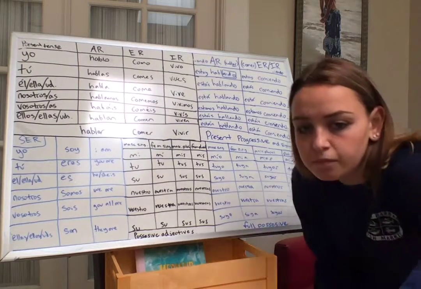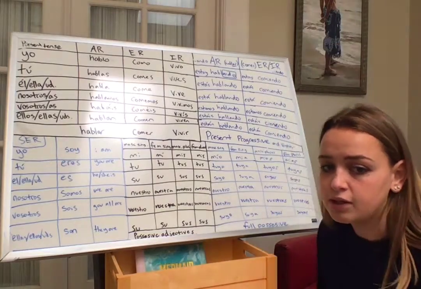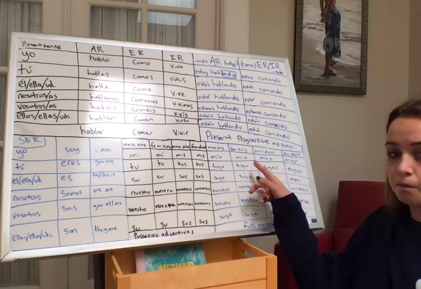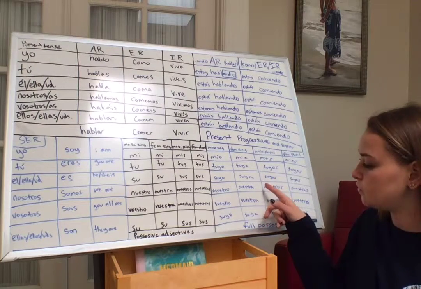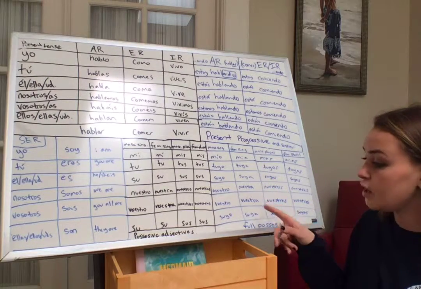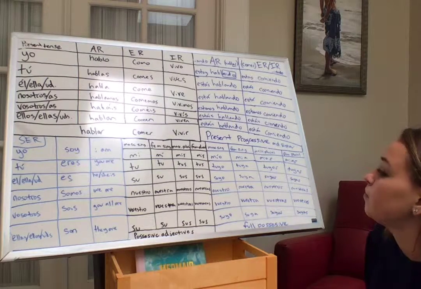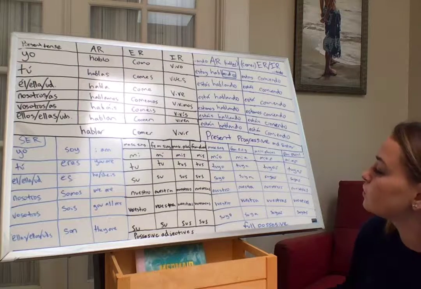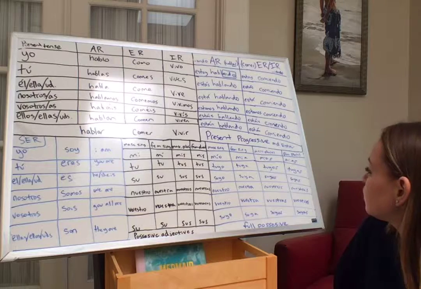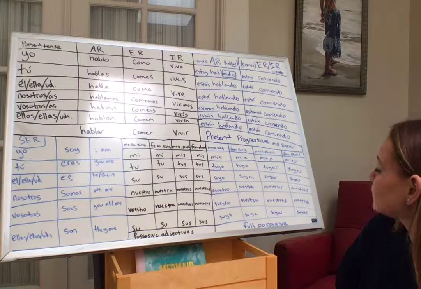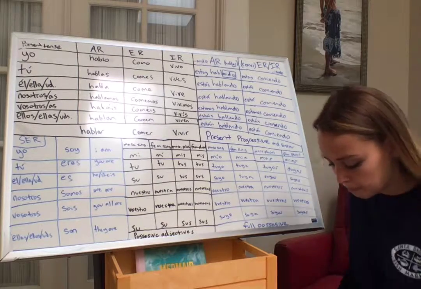Feminine singular. Yo, mía, tú, tuya, él, usted, suya, nosotros, nuestra, vosotros, vuestra, ellos, ellas, ustedes, suya. Masculine plural. Míos, tuyos, suyos, nuestros, vuestros, suyos. Feminine plural. Mías, tuyas, suyas, nuestras, vuestras, and suyas.